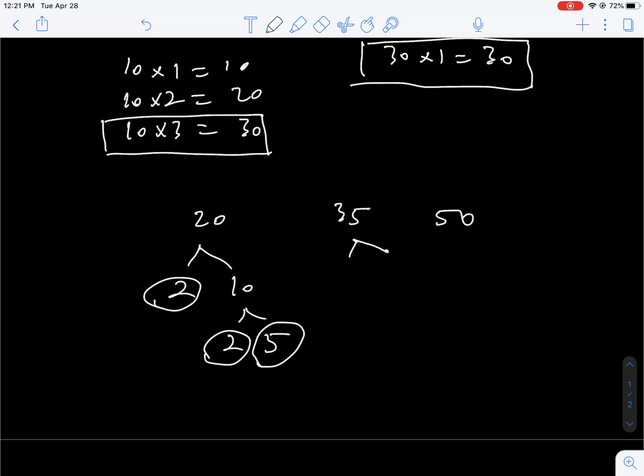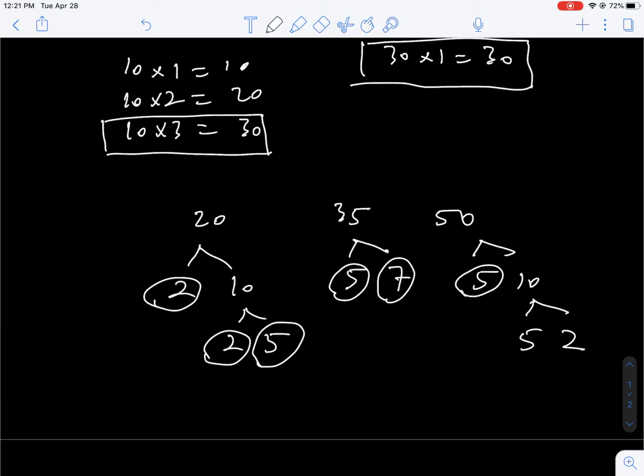We're going to start with 35. I'm going to divide it by 5. So 5 is a prime factor, and 7 is a prime factor. Let's do 50. I'm going to divide it by 5, and divide by 5 again. So 5 is a prime factor, 5 is a prime factor, and 2 is a prime factor.